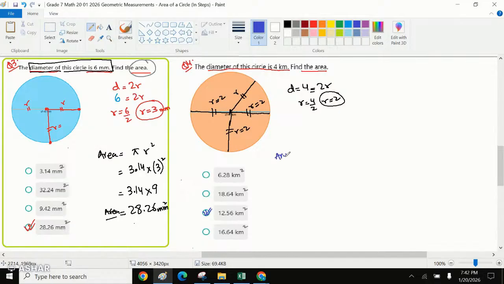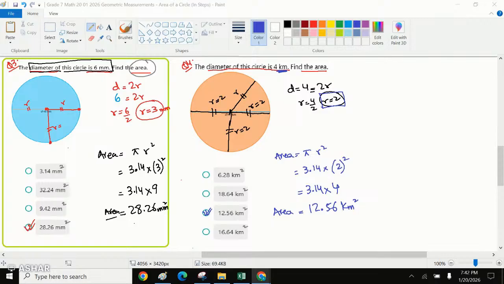Let's confirm that area would be pi r squared. So we can say 3.14 multiplied by the radius 2 squared. So can we write this as 3.14 multiplied by 4? And when we multiply these numbers together, it comes out to be 12.56. This equals the area. Remember the unit, that is kilometer squared. So we always have to give area in a square unit, right? So this is the correct answer: question number 4, option number C.